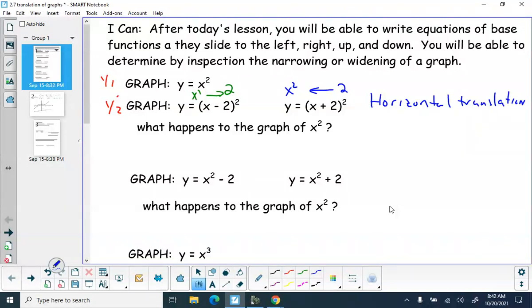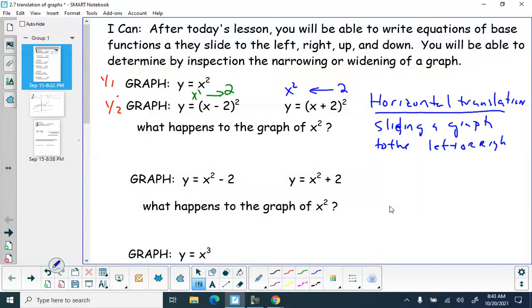What we are doing with the horizontal translation is we are sliding a graph, sliding the graph horizontally to the left and to the right. Now, if we take a look, when we have x minus 2, we are sliding to the right. When we have x plus 2, we are sliding to the left.